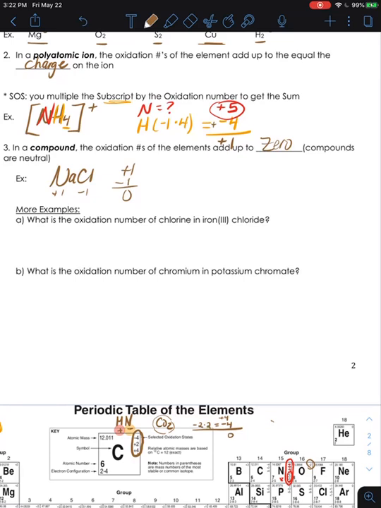Some other examples that we can look at is what is the oxidation state of chlorine in ionic compounds that are written like this. So let's do that together. We have iron chloride. So the 3 stands for oxidation state. So in this case, it's saying that this is a +3. So we have to figure out, well, what must the oxidation number of chlorine be?